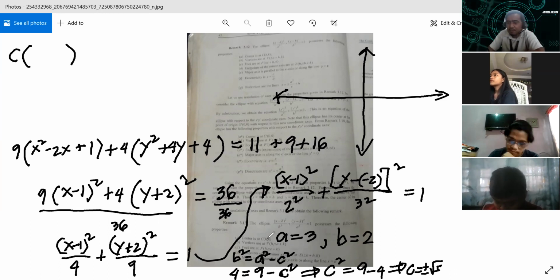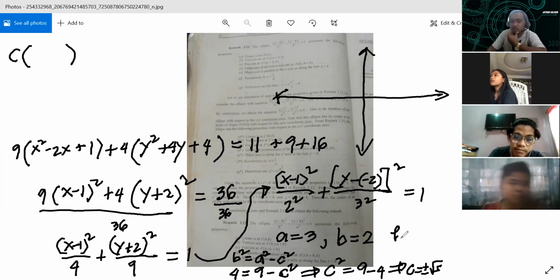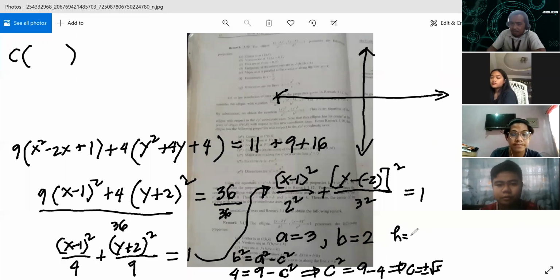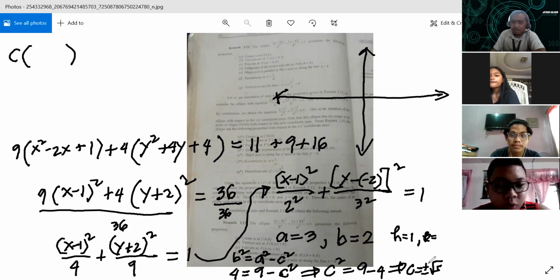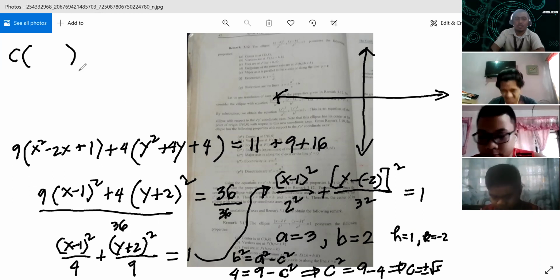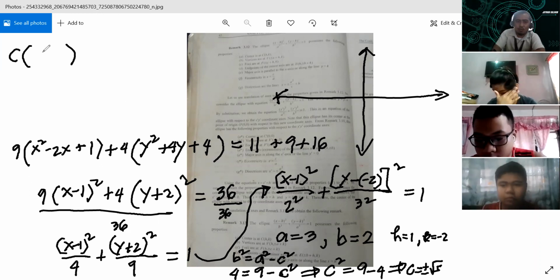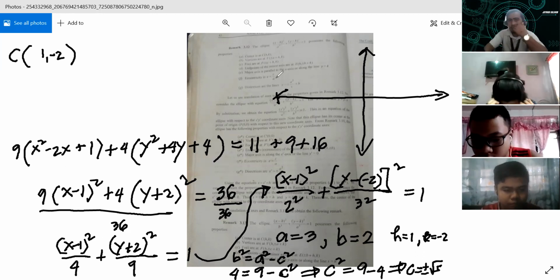Do you see it there? So class, what is our H? Positive 1, sir. Positive 1. You get it from here, right? That is positive 1. How about your K? Negative 2, sir. Okay, very good. So it means your center is at 1, negative 2. Clear? Is that right, class? Understood?